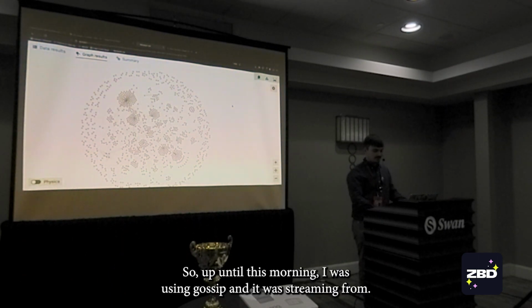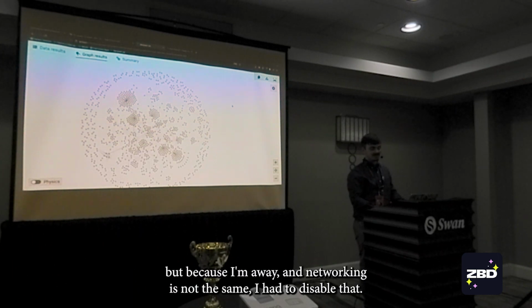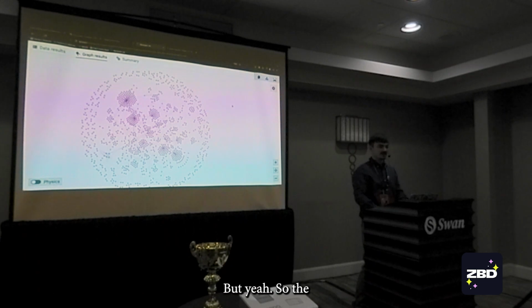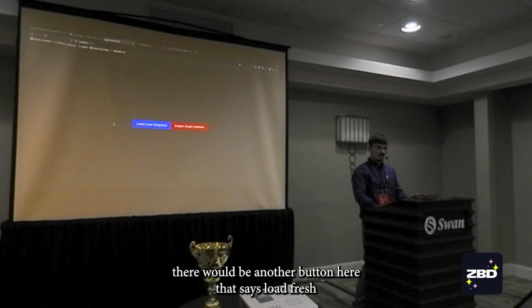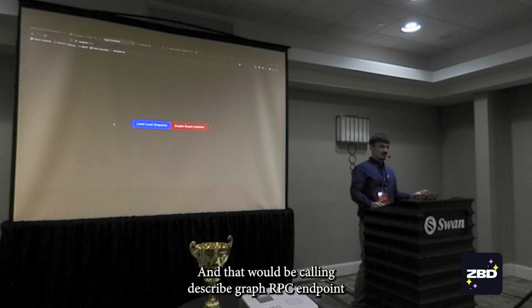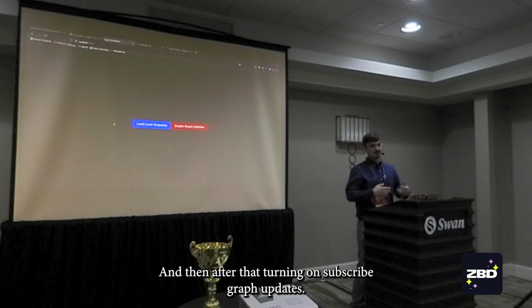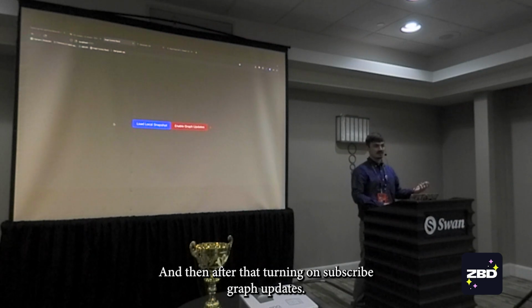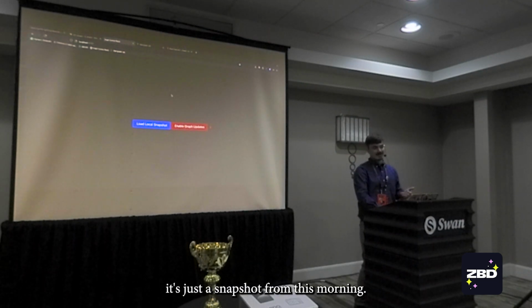So up until this morning, I was using Gossip, and it was streaming from LND into Memgraph, but because I'm away and networking is not the same, I had to disable that. But there would be another button here that says load fresh snapshot, and that would be calling the describe graph RPC endpoint, and then piping all of that data into Memgraph. And then after that, turning on subscribe graph updates. But right now it's just a snapshot from this morning.